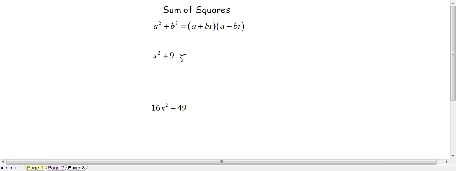Here we have an example. x squared plus 9. Again, we can think of this as x squared plus 3 squared. So the a is the x and the b is the 3, and substituted into our model here, we get that x squared plus 9 factors as a, which is x, plus bi, which is 3i, times a, which is x, minus bi, which is 3i.